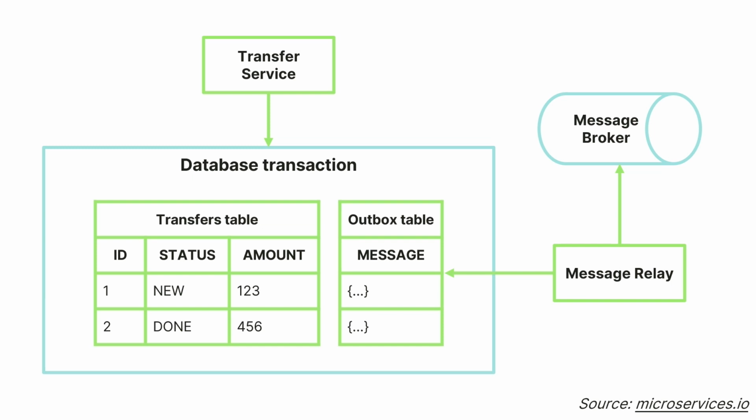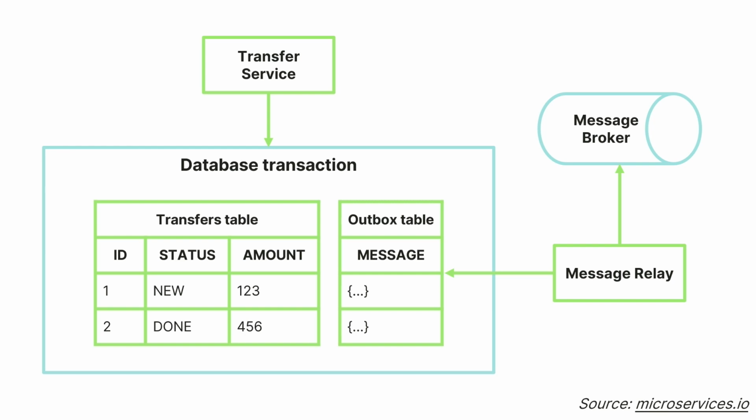The solution is for the service to insert an event into a table called message outbox in the same transaction that it uses to update the domain object. So in this case, a transfer in the transfer table. Here, the database transaction guarantees that if a transfer is updated in the transfers table, then there is also a message inserted into the message outbox table.